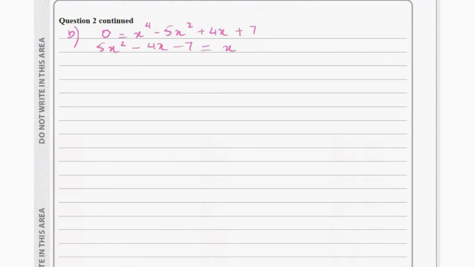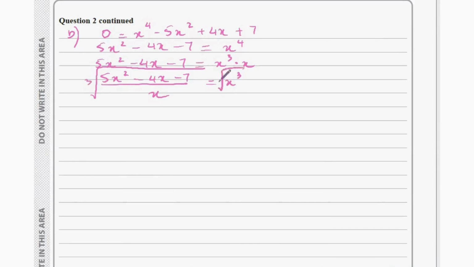That equals x to the power 4. Now we know that there was a cube root over here. So what we will do is split the x to the power 4 into x cubed times x. Now we'll divide 5x squared minus 4x minus 7 by x. That equals x cubed. Now we will cube root both sides. So it's going to be the cube root of (5x squared minus 4x minus 7) over x equals x. That is the same as the equation given in the question.